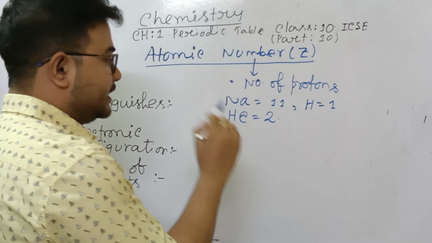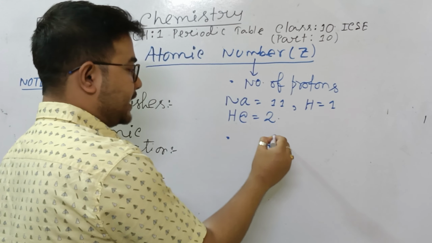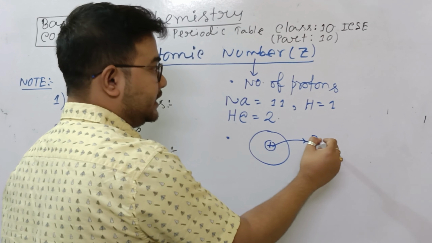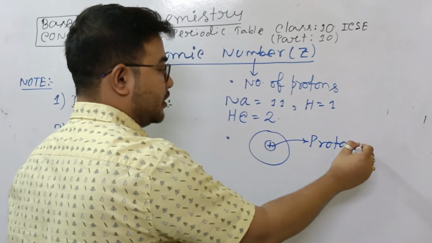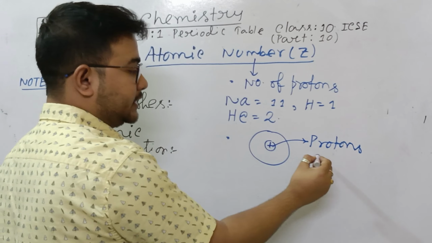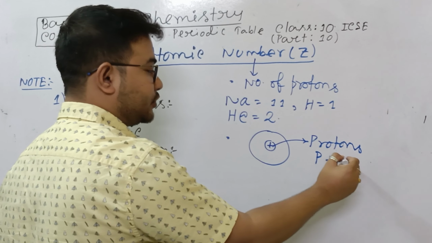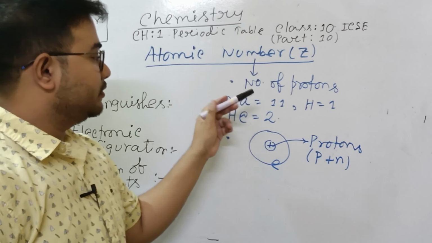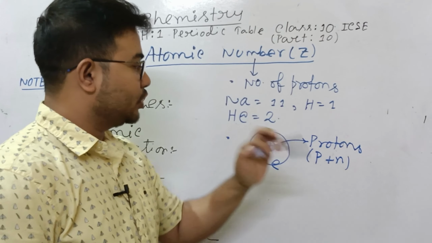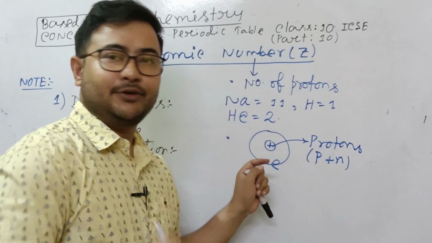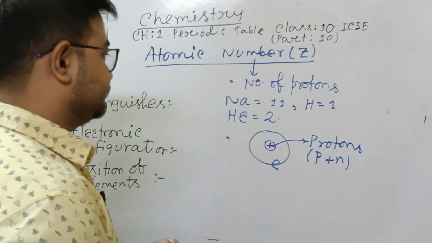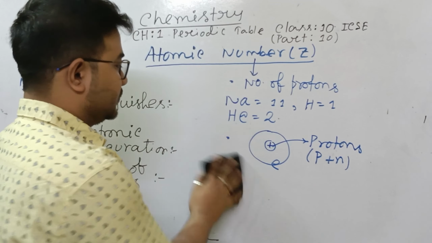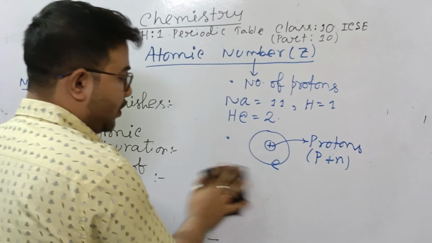Second point is that, keeping in your mind, suppose this is an atom. Proton is always present in the nucleus. The nucleus contains proton plus neutron, and the outermost shell contains electrons. So the position of the proton is always inside the nucleus. Okay, done. Now tell me one concept.